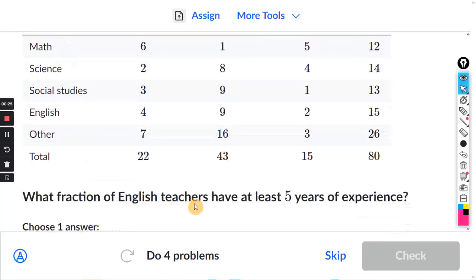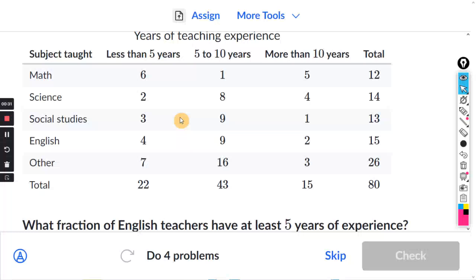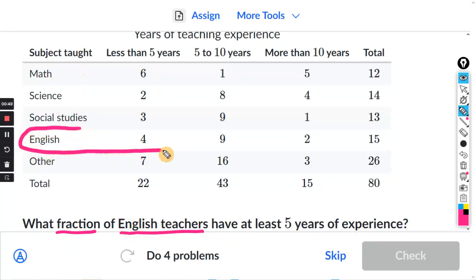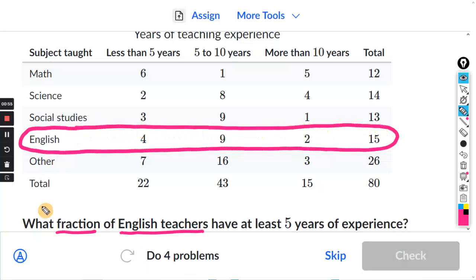What fraction of English teachers have at least 5 years experience? So if we go to the table, we are limiting ourselves to English teachers because it asks what fraction of English teachers. So if we go to the subject taught and the English teachers, we are limiting ourselves to this row right here. Okay, and if you'll notice, there's a total right here on the right-hand side. And there's a total on the bottom, the totals, plural, on the bottom as well, but we don't need those.